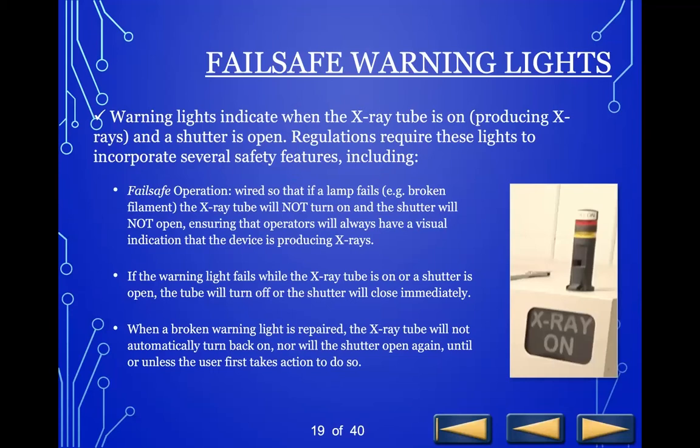If the warning light fails while the X-ray tube is on or a shutter is open, the tube will turn off or the shutter will close immediately. When a broken warning light is repaired, the X-ray tube will not automatically turn back on, nor will the shutter open again, until or unless the user first takes action to do so.